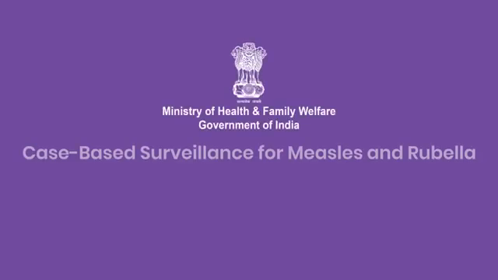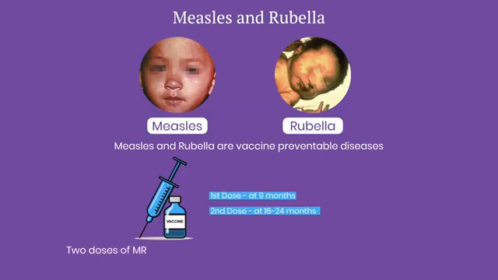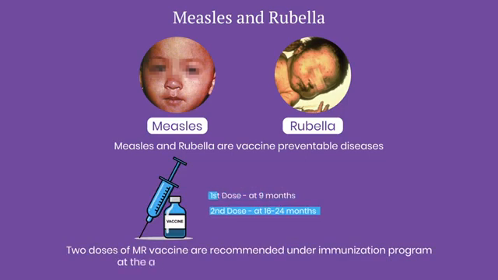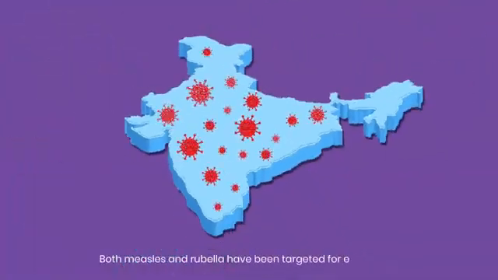In this video, we will learn about case-based fever and rash surveillance for measles and rubella. Measles and rubella are vaccine-preventable diseases. Two doses of MR vaccine are recommended under the immunization program at the age of 9 months and 16 to 24 months respectively. Both measles and rubella have been targeted for elimination.